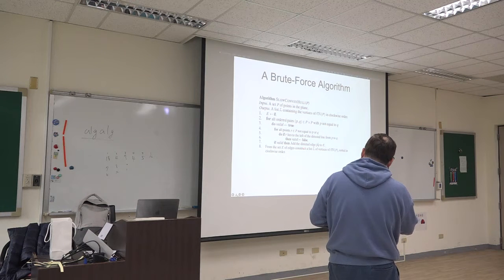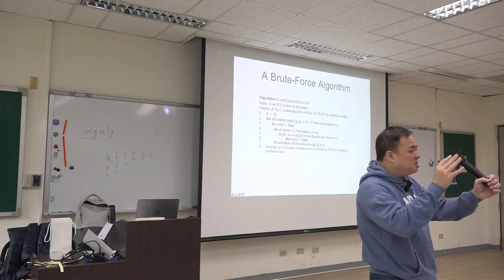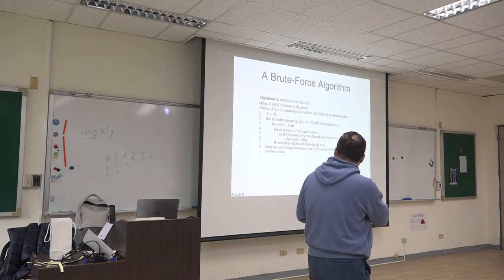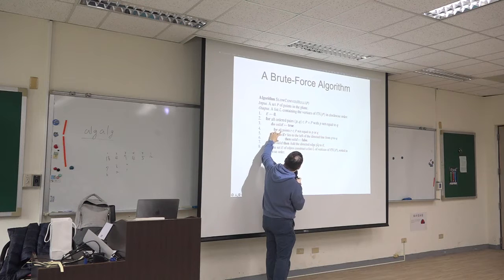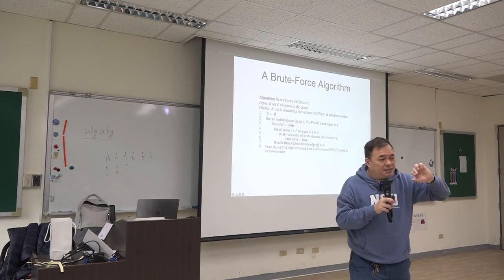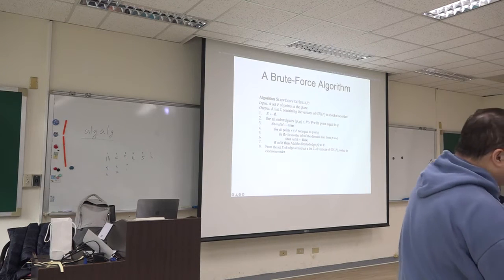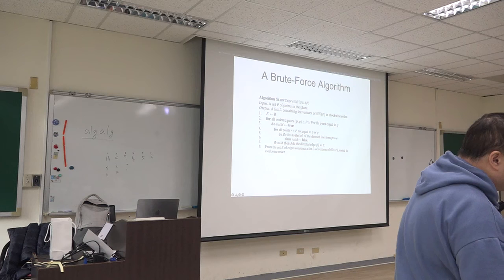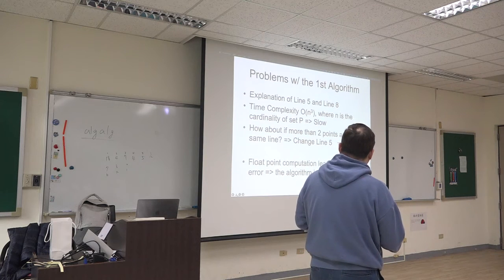And inside each of this loop, we need to check for all the n minus 2 points if they fall on the left hand side or not. So we need to do this for all points not equal to p or q. We do this check n minus 2 number of times. So it's going to be n times n minus 1, and then multiplied by n minus 2. So this algorithm is going to be n cubed. The time complexity is going to be n cubed, where n is the cardinality or the number of points in the set P.